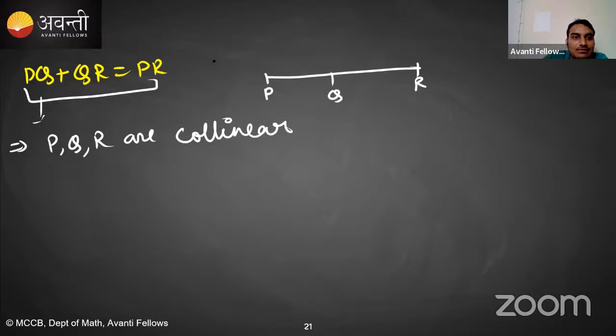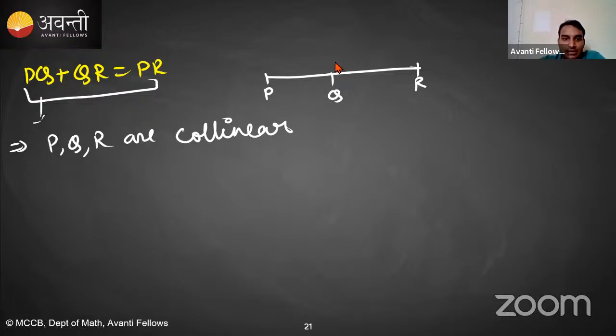Is this clear, everyone? It means PQR is collinear. I hope this is clear to you. Is there anyone who has any doubt in it? Quickly let me know in the chat box if you have any kind of doubt. Clear hai na? Simple hai, right? Quite simple. Yes or no?